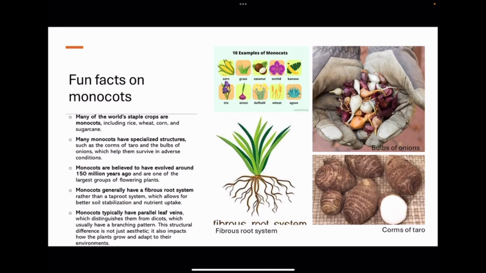On the right, it has an example of the bulb of onions and the corm of taro. There's also an example of a fibrous root system. And at the top are 10 examples of monocots, and those are corn, grass, coconut, orchid, agave, wheat, daffodil, onion, and iris.